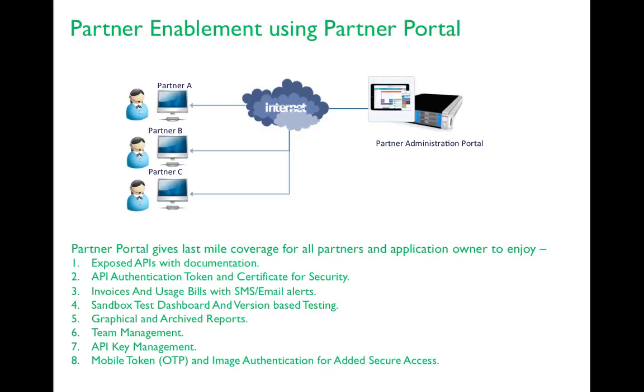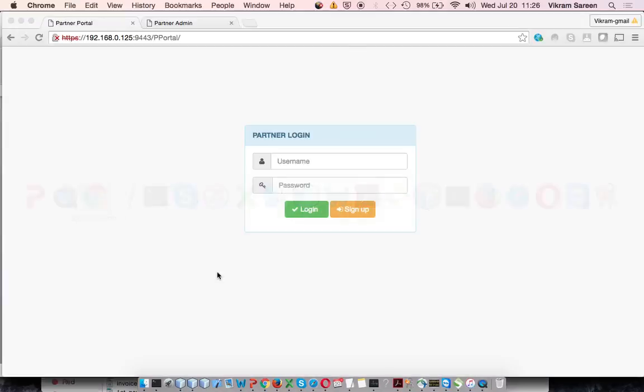There could be multiple team members in the same partner or developer account, and they can also do API level key management. That means they can define different security keys for different APIs that are exposed to them. They can also use the versioning part. And lastly, there is strong authentication with regards to mobile token as well as image authentication. So okay, let's get started.